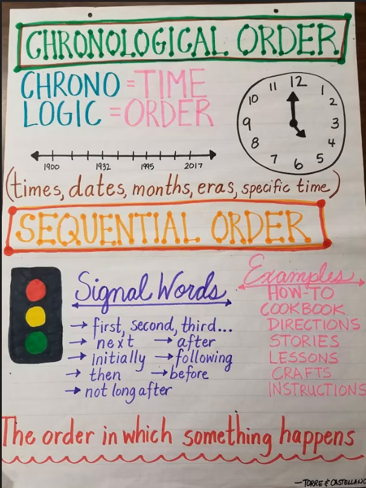You'll notice that there are some signal words for sequential order, and these are ones that you're really familiar with. You've been using them since you're very little. First, second, third, next, after, initially, following, then, before, and not long after. These are words that clue us in that we're looking at the sequence of something happening, that one thing must happen before the next. So the difference again, chronological has a specific time or date. Sequential is more about the order or sequence in which it must occur.